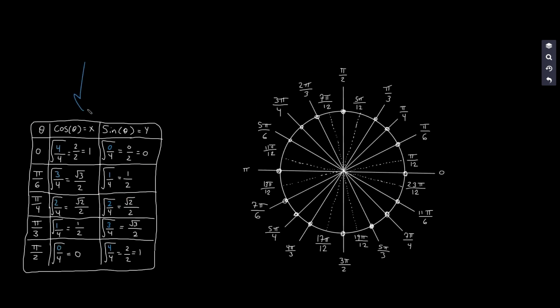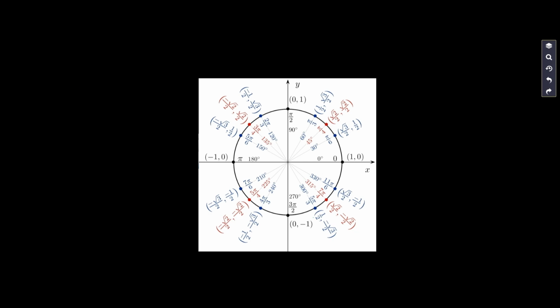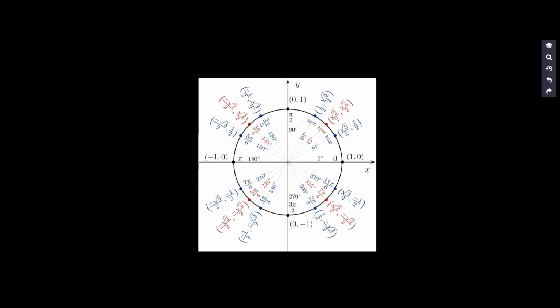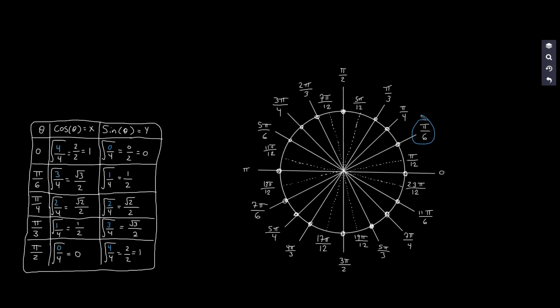Now let's use our special angle table to reveal to us what the coordinates are on the unit circle. Because remember, we have the radians, right? But we need the coordinates. Well, where do I begin? Pi over 6. What are the coordinates for pi over 6?